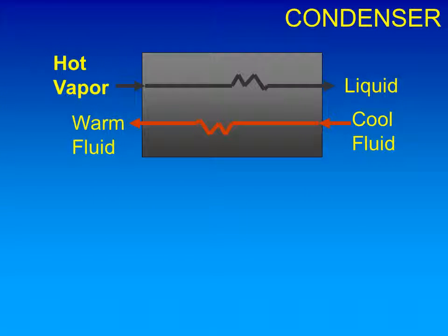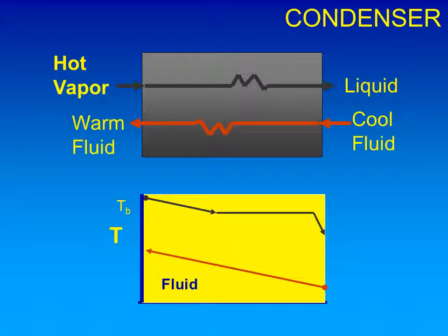We look at a condenser. It's basically the opposite of a boiler. We'll take a hot vapor and cool it down and turn it into liquid. And we'll do that by exchanging heat, the heat that's lost as it goes from vapor to liquid. That heat will go into the cool fluid that you're using to condense with. So that's basically the opposite.